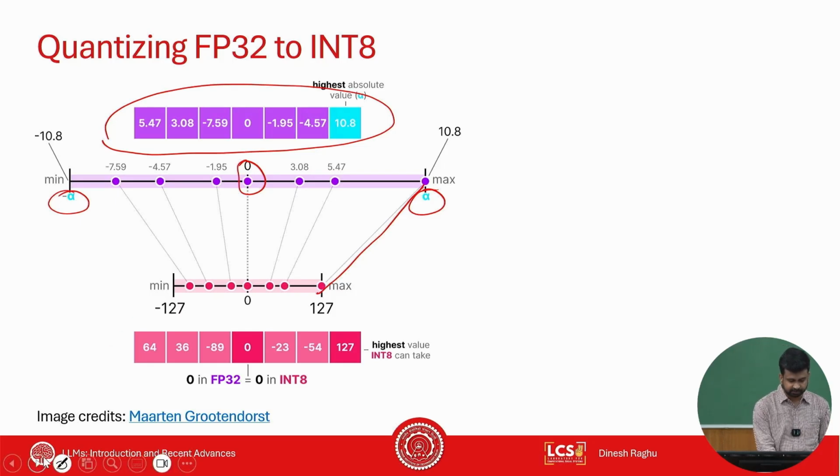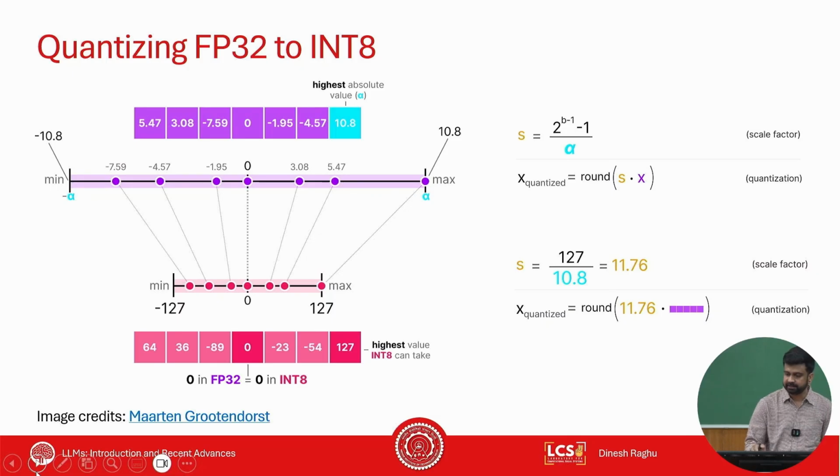How do we compute the int8 number? The first thing you do is compute a scale factor. Here we are using 8 bits, so this number would be 127, and alpha is the highest absolute value. So 127 divided by alpha is going to be your scale factor. To compute the quantized value for, let's say, 5.47, all you have to do is multiply 5.47 with the scale factor and then round it. That's how you quantize a 32-bit floating point into an int8.